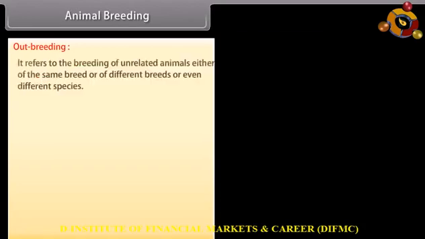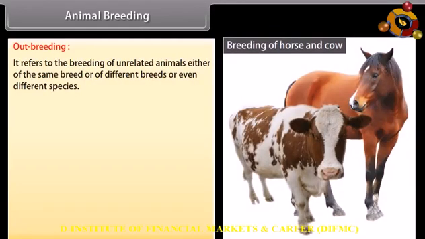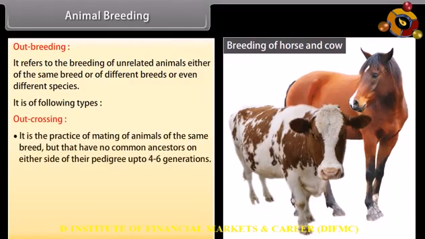Outbreeding. It refers to the breeding of unrelated animals either of the same breed or of different breeds or even different species. It is of the following types. Outcrossing. It is the practice of mating of animals of the same breed, but that have no common ancestors on either side of their pedigree up to 4 to 6 generations.